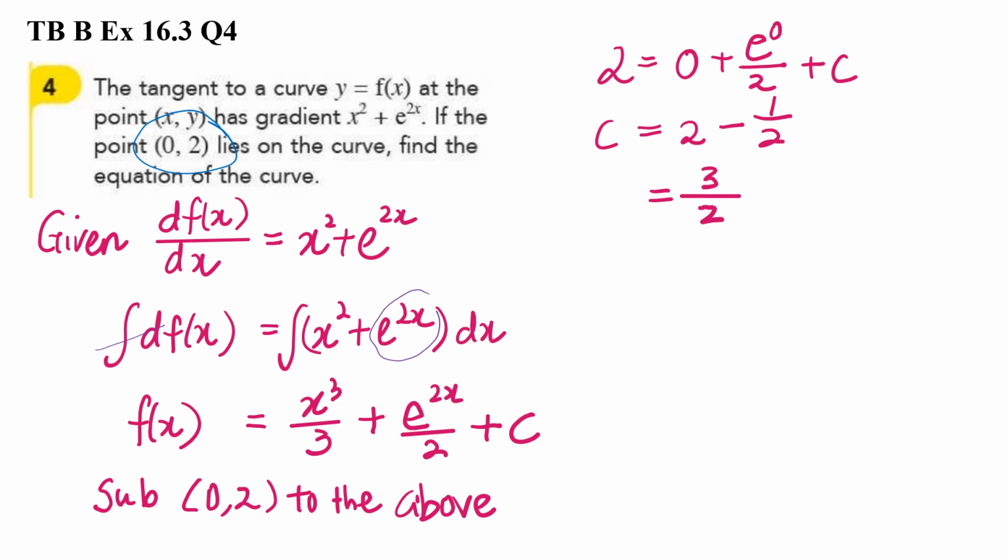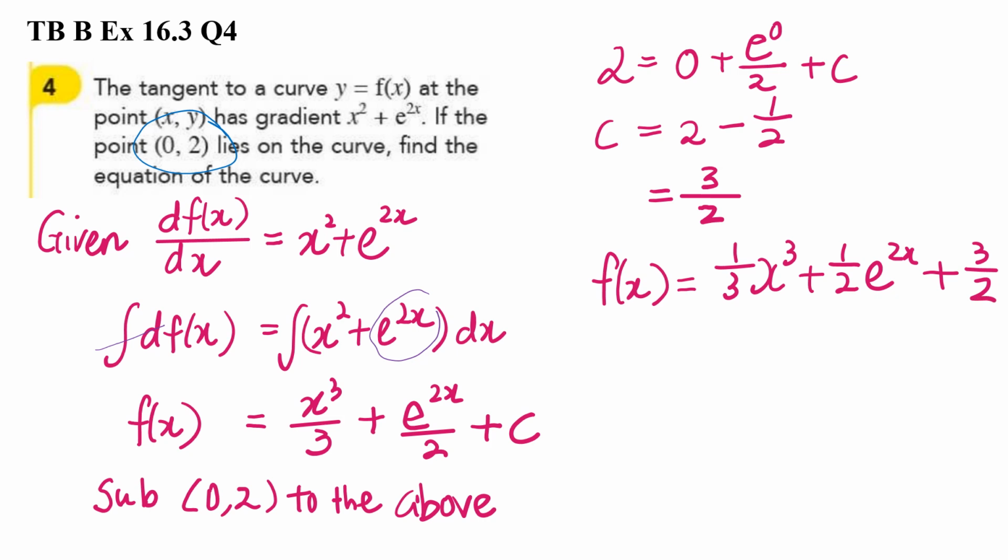So put it back into your equation of the curve. Right. Since you're told that y equals f of x, the equation of the curve will be y equals 1/3 x cubed plus half e to the power of 2x plus 3/2 plus a constant c, where c is an arbitrary constant.